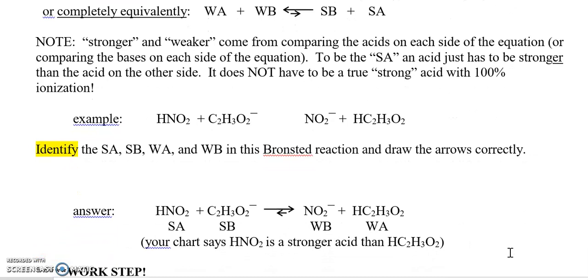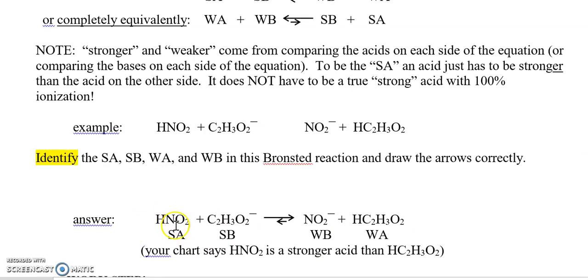All right, so here's your answer. Okay. And again, we really only have two acids here, the nitrous acid and the acetic acid. Again, the acetate, even though it has hydrogens, won't give them away. If it would, it would probably list them in the beginning of the formula. And when you check your chart, you see that nitrous acid is stronger than acetic acid. So that makes nitrous acid the stronger acid, and acetate would therefore be the stronger base. Remember, the strong acid and strong base are on the same side of the equation. And then when you have to put in the arrows, they always lie away from the strong acid.